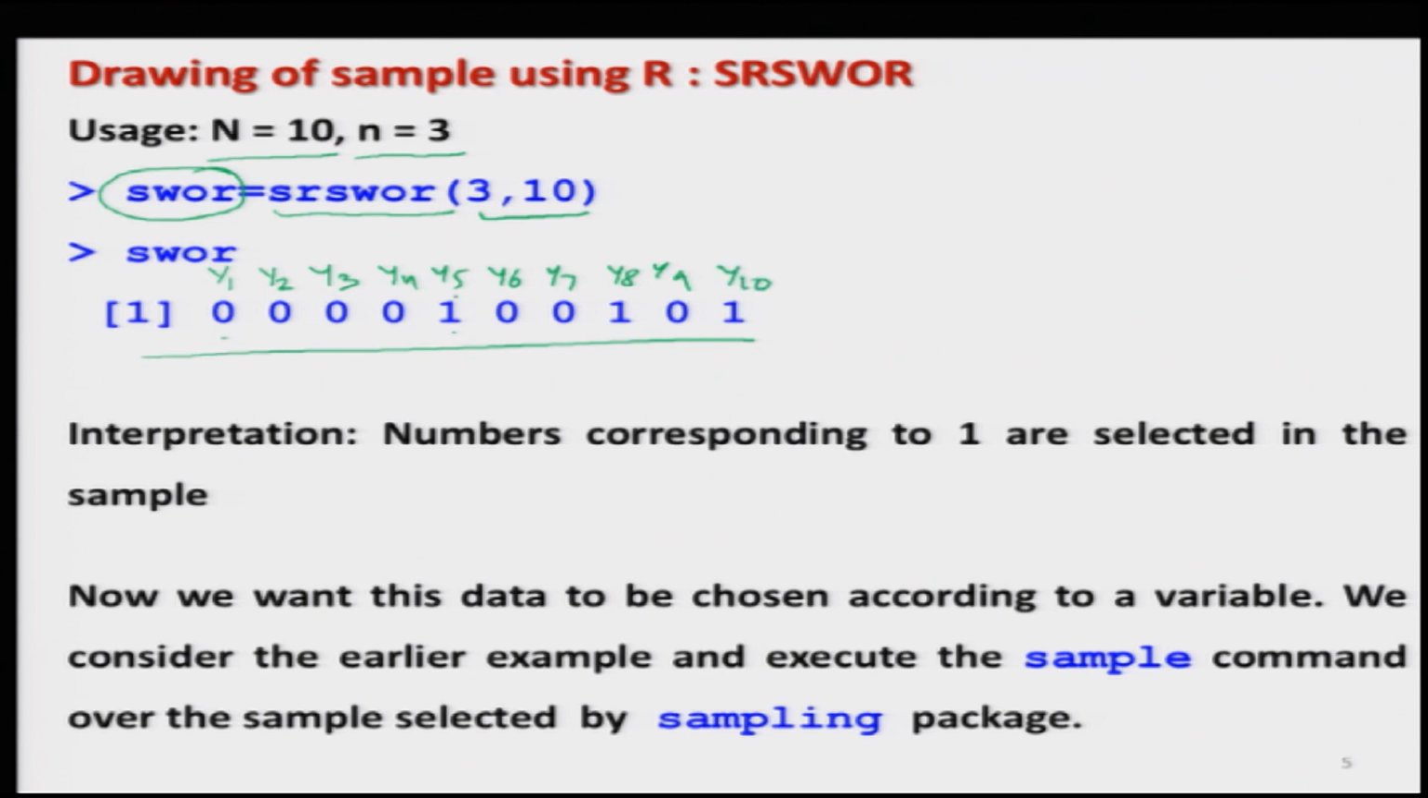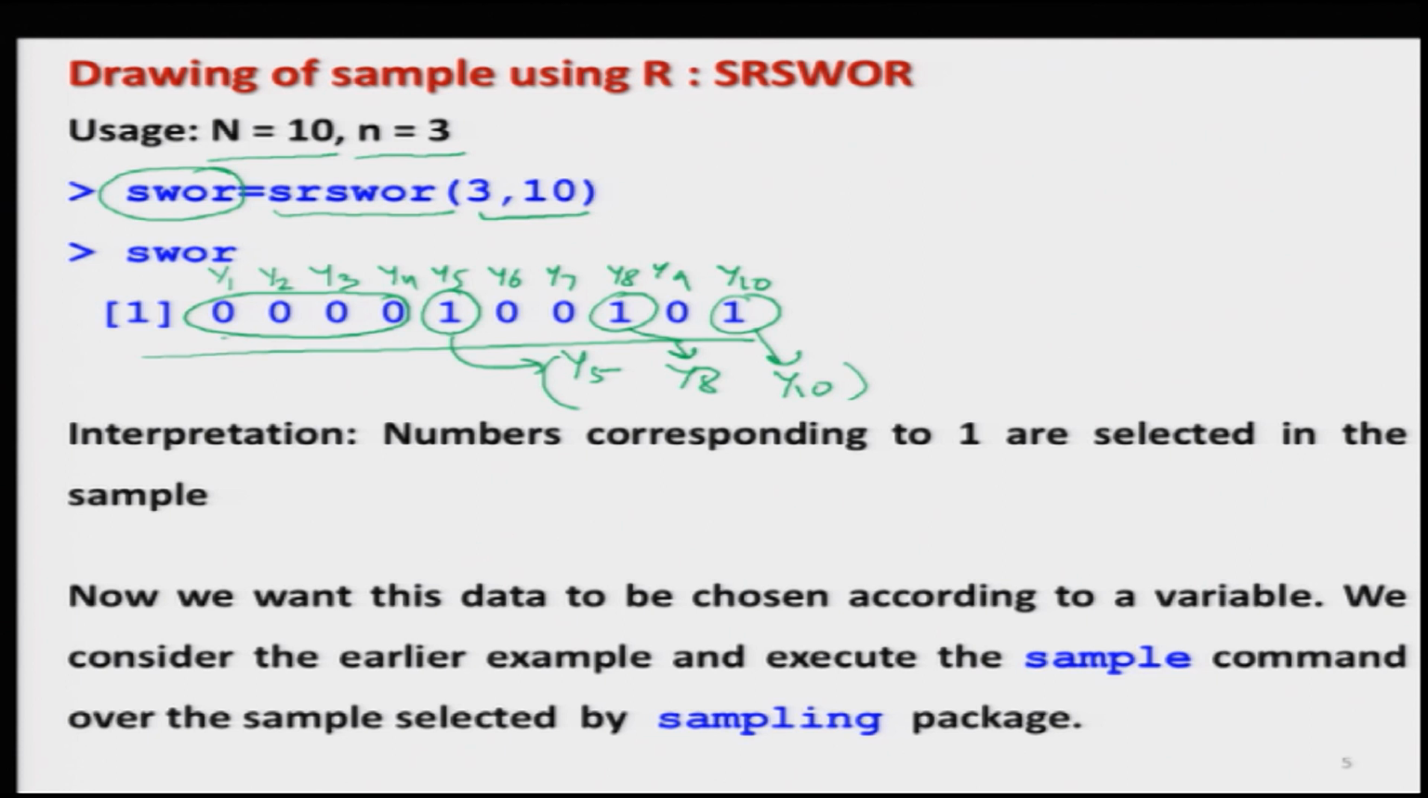So those places where you have 1, the corresponding units are selected in the sample. Here you can see corresponding to this one the unit is y5, corresponding to this one the unit is y8, and corresponding to this one the unit is y10. So y5, y8 and y10 are selected in my sample, and all those places where we have 0, these zeros indicate that these units are not selected in the sample.